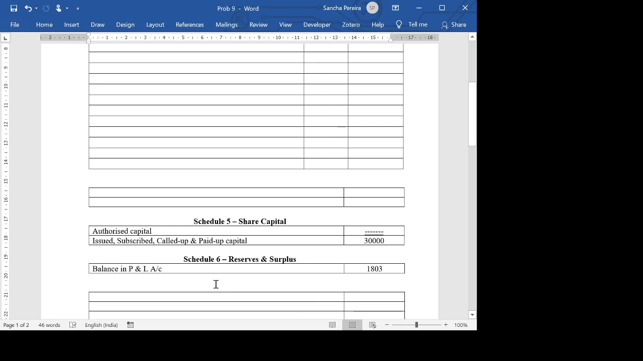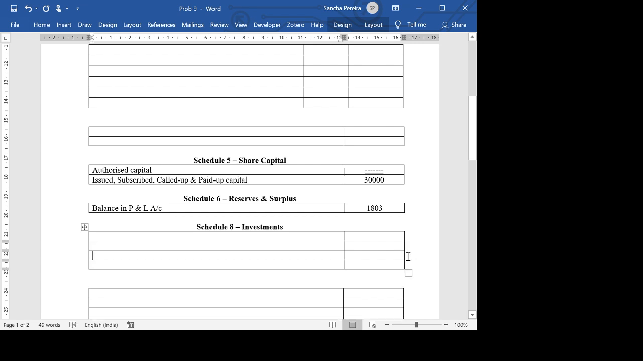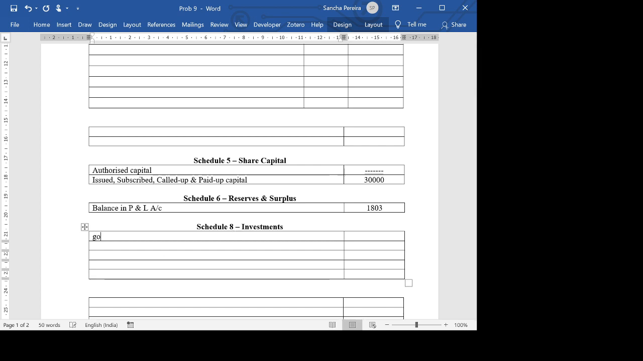Next is schedule 7. I don't think we have anything under schedule 7. We didn't come across anything under borrowings. So we directly move to schedule 8, which is investments. We have some 3-4 items here. So we have government securities with RBI, which is 3,700.